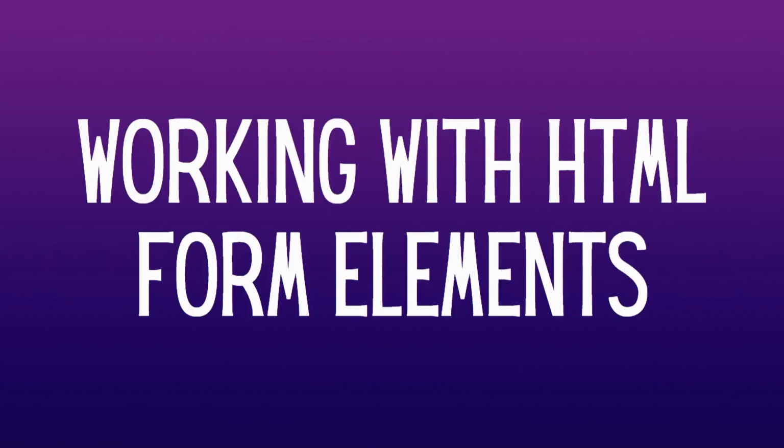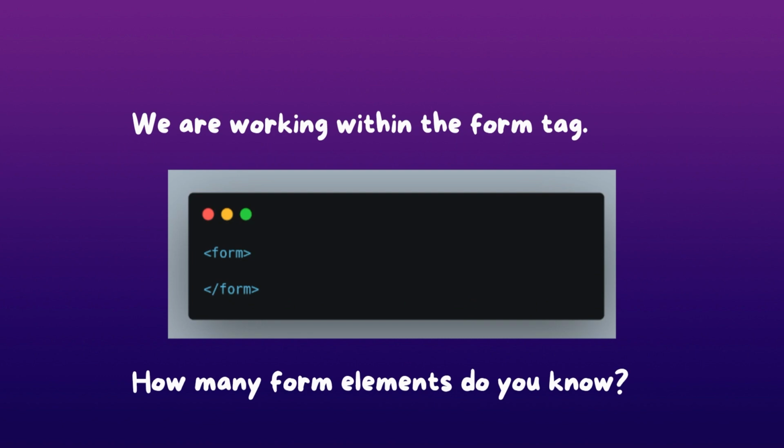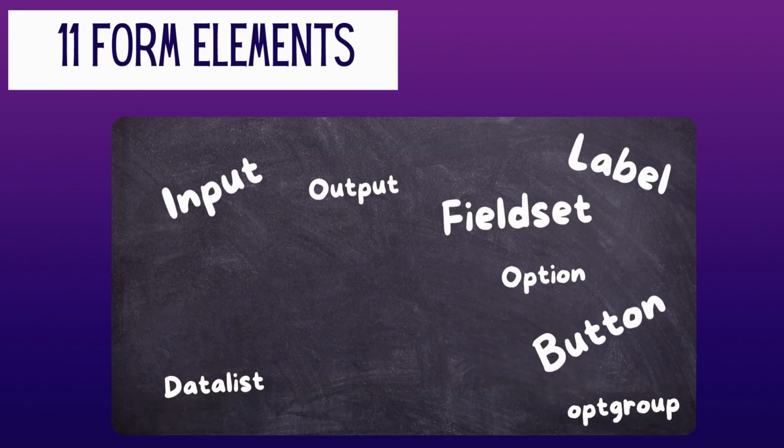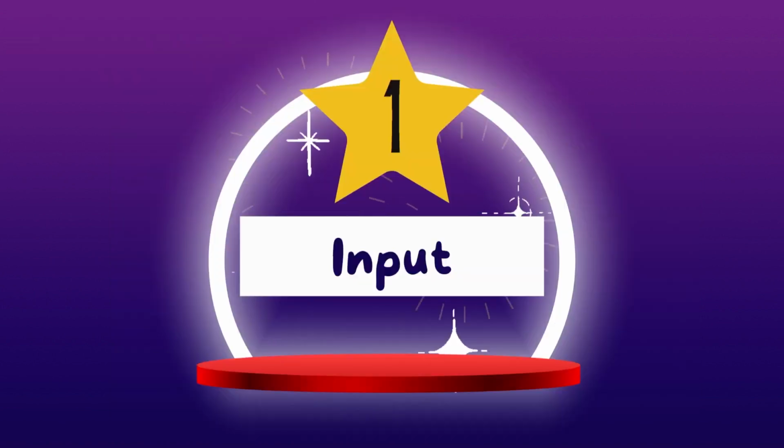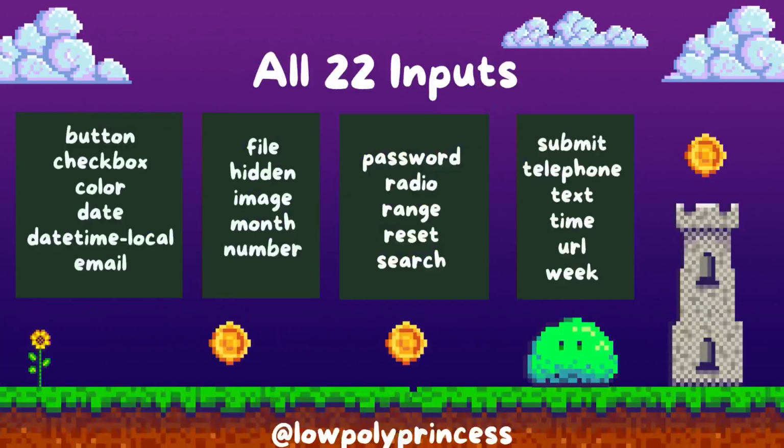When you're working with HTML form elements, you're going to be working within the form tag. There are actually 11 different form elements, and it may seem like a lot, but don't worry, you totally got this. By the end of this video, you're going to be a style master. Out of all the form elements, the input is the type that has the most types, actually 22. So we need to learn how to style those as well.